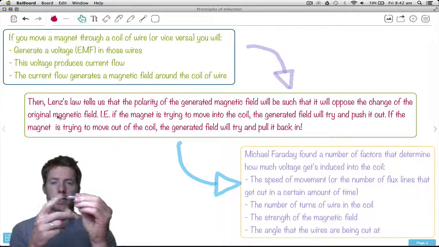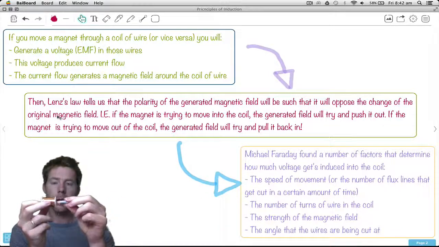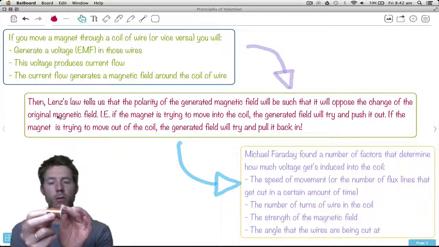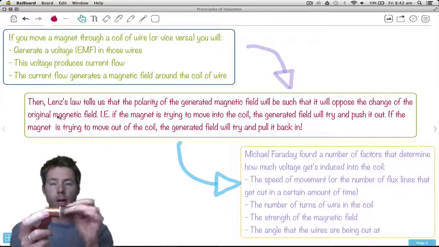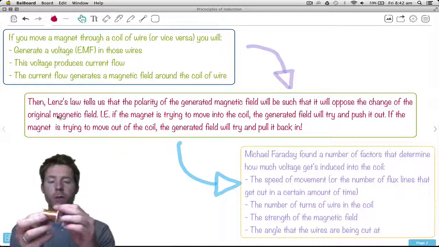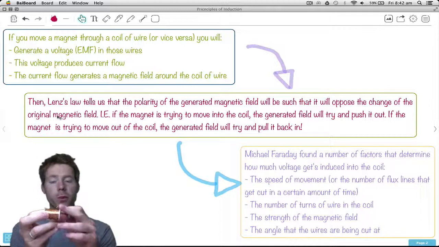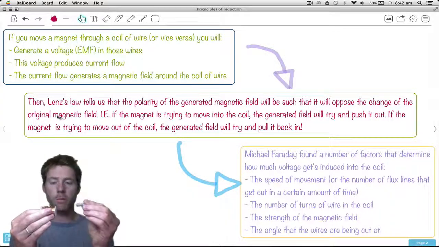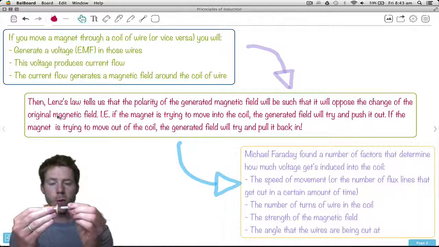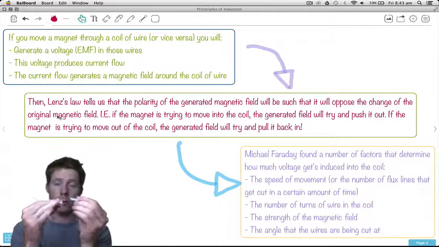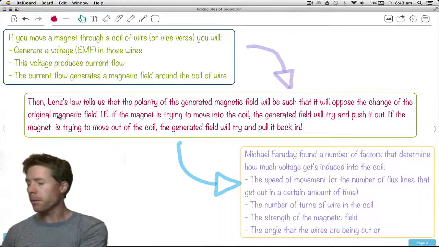So if I'm pushing the south pole in here like that, as I'm moving it in there, it's cutting through the wires. We're generating an EMF, or inducing an EMF, into this. We get current flow as long as I've got an external circuit connected with my wires. We'll have current flow. That current flow produces a magnetic field, and that magnetic field will actually be opposing this one. So if I'm trying to push the south pole in, the south pole for this electromagnet will show up over near the south pole of this one, trying to push it back out.